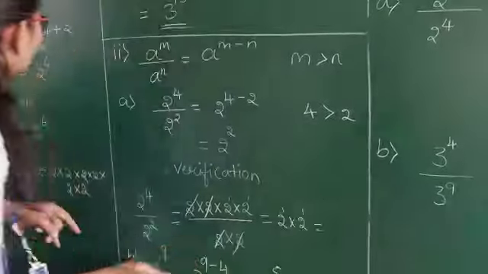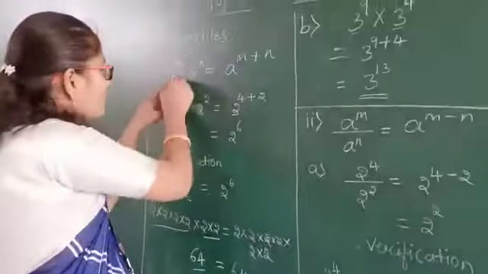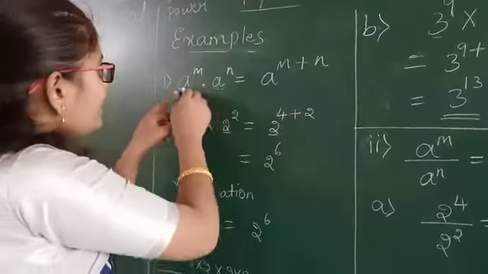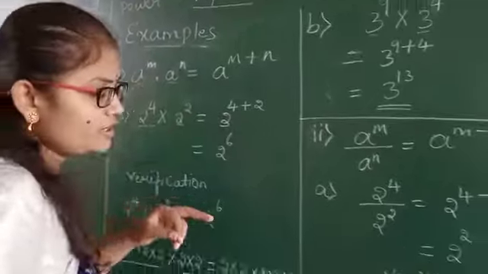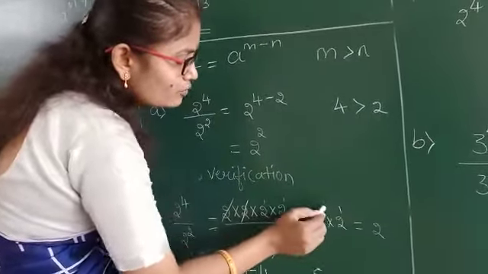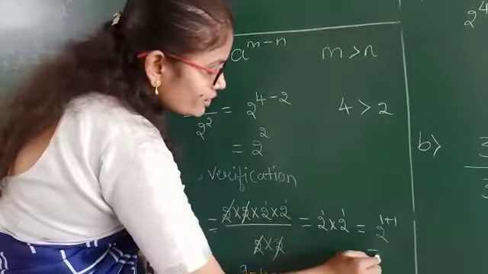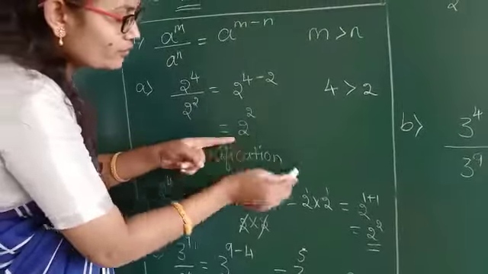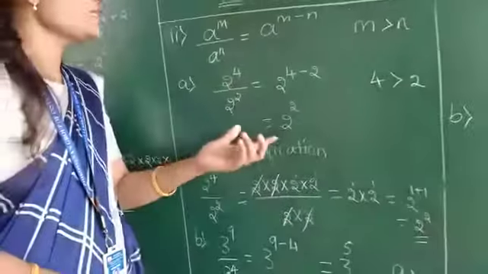You can apply the same first law of exponent: a to the power of m, a to the power of n. See, the bases are the same, so we can take the exponents. What do we have to do? We have to add the exponents: 1 plus 1 is nothing but how much? 2 to the power of 2. What answer did you get here? 2 to the power of 2. Then we can cross verify.